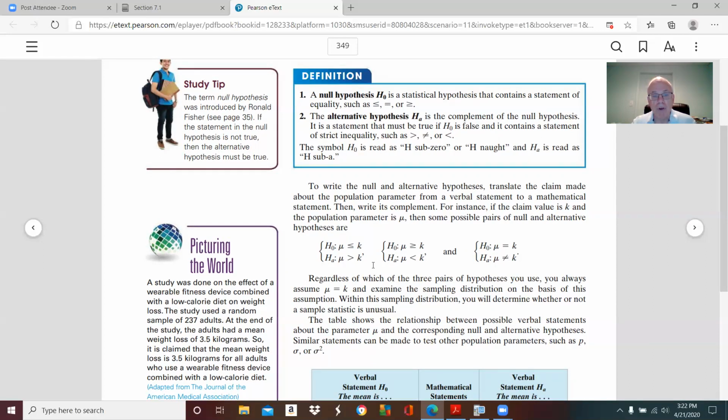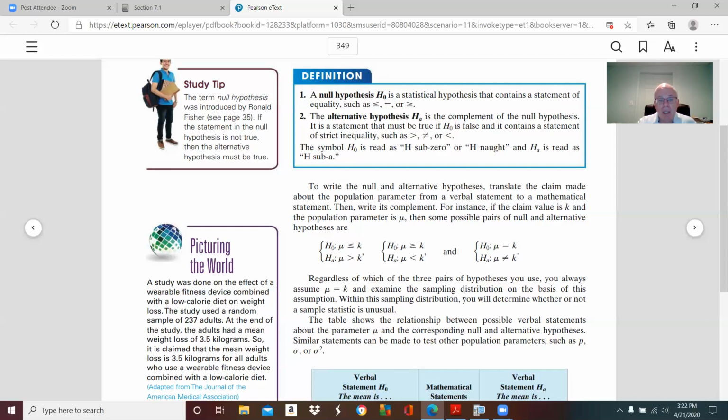Now, a null and alternative hypothesis must have three components. It must have the population parameter. For the null hypothesis, it must have one of these three symbols, and it must have a number after it. And the alternative must have the same population parameter symbol. It must have the complement of the first symbol, and these two numbers must match.